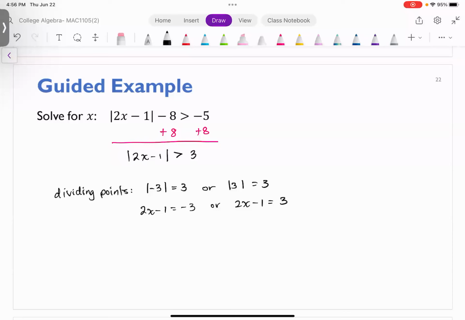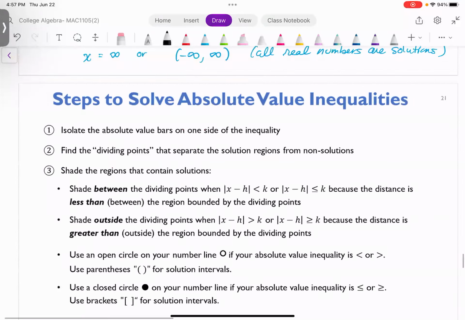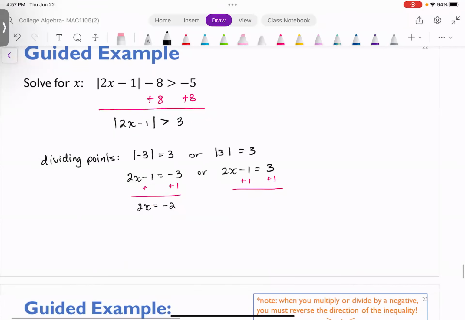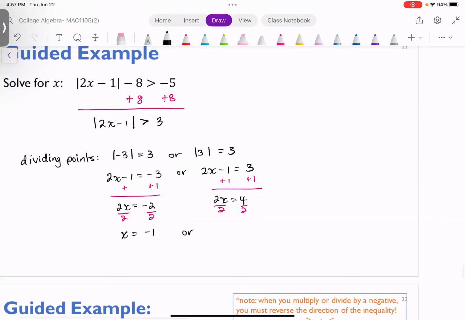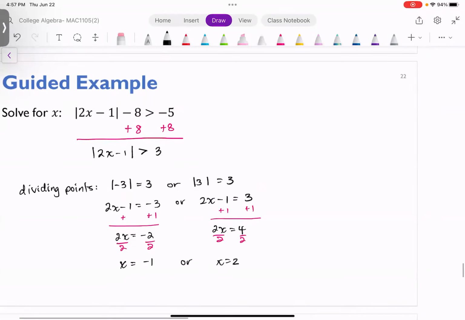When I solve these equations, these are the numbers that are going to divide my number line into my solution regions. So solving, I add 1 to both sides of the equal sign in both equations. On the left, I get 2x is equal to -2. And on the right, I get 2x is equal to 4. If I divide both sides by 2 on both equations, my dividing points are -1 or +2. Now I'm going to graph those dividing points on a number line.